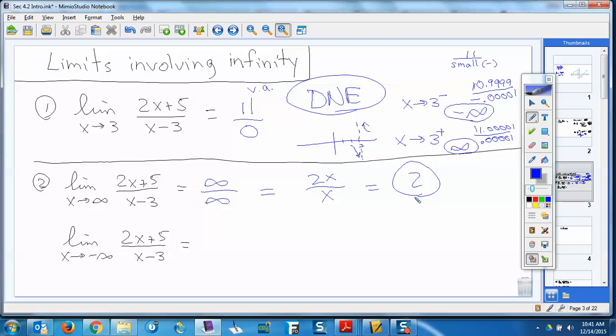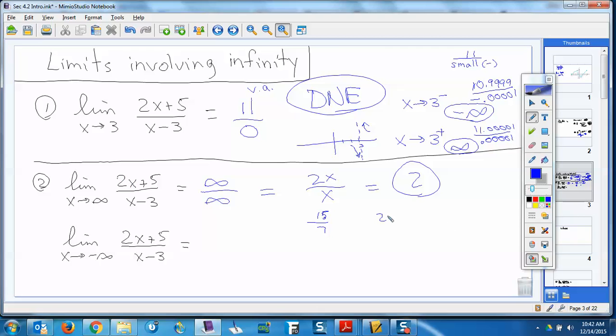But think about it, because what's going to happen as x gets really big, and you guys got your calculator, so let's put them in. Let's say x is a 5. That's not very big. 2 times 5 is 10. 10 plus 5 is 15. I'll write this down. And then let's put a 10 in here. 10 minus 3 is 7. So what's 15 divided by 7? 2.7. 2 point something.